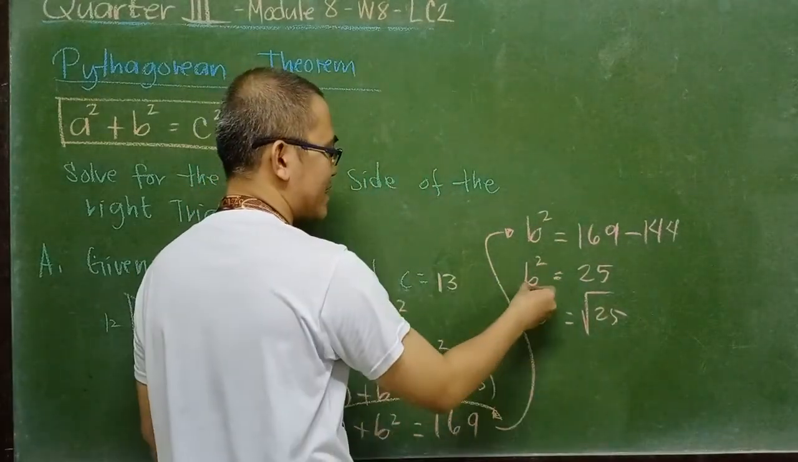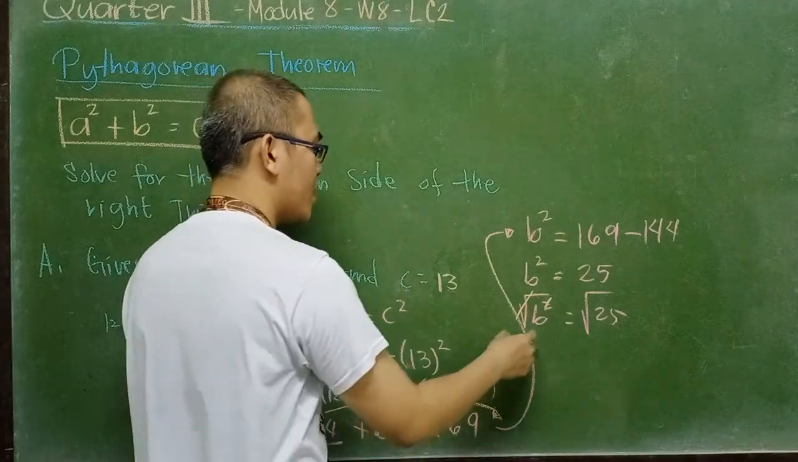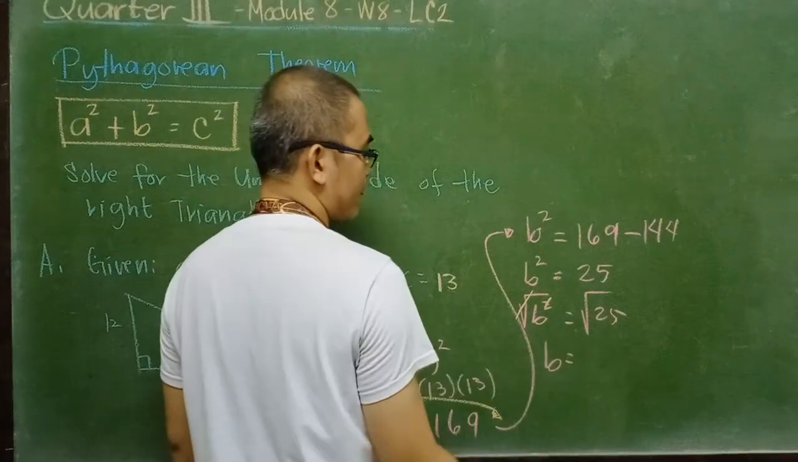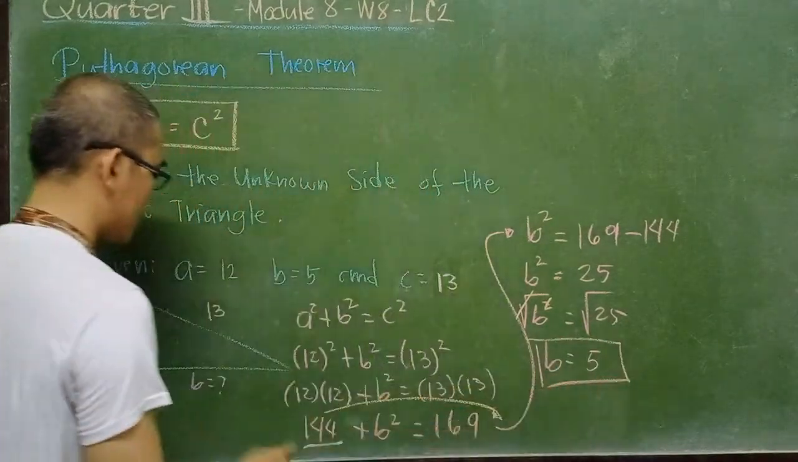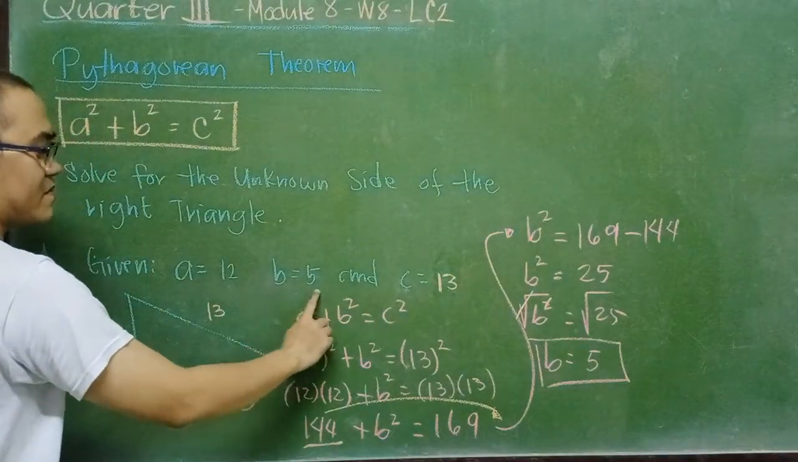So pwede mo na i-cancel yung radical sign at saka yung exponent ng b, which is 2. So ang matitira na lang is b. And then square root of 25, that is 5. So this is 5. Tulad no, nasa given.